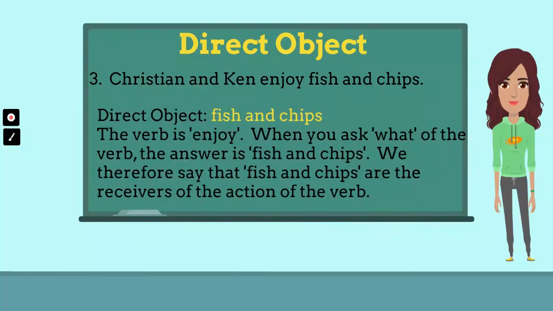Good. So the verb here is enjoy. So you ask, enjoy what? When you ask that question, the answer that you get is fish and chips. We therefore say that fish and chips are the receivers of the action of the verb, hence the direct object.